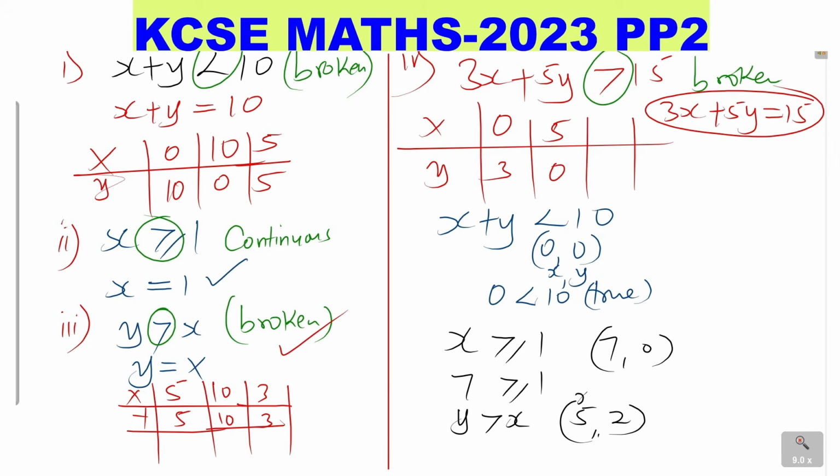So x is 5, y is 2. Substitute. Y is 2, and then x is 5. So that one is not satisfying. 2 is not greater than 5. So this is not true.